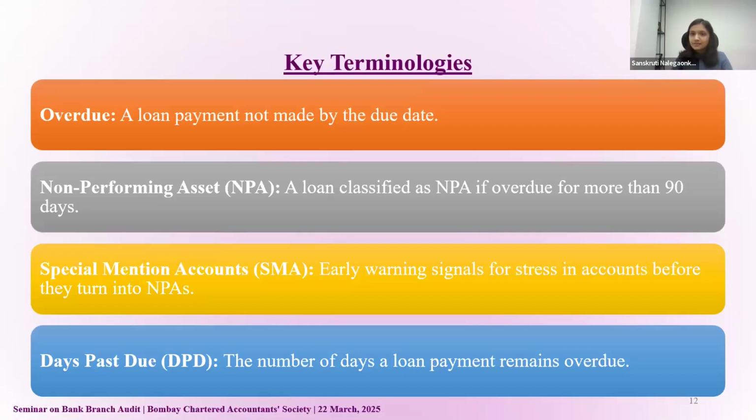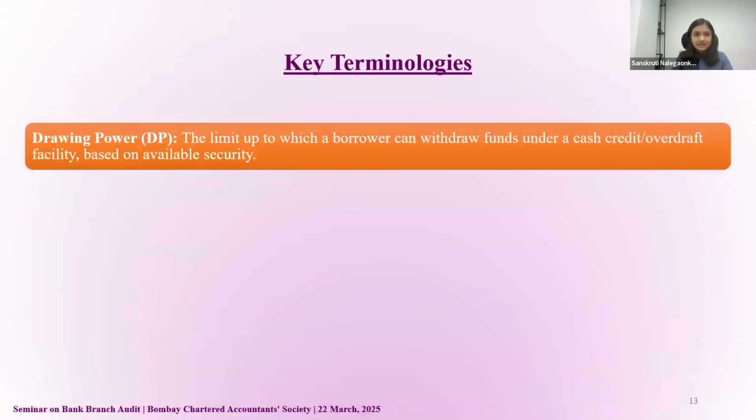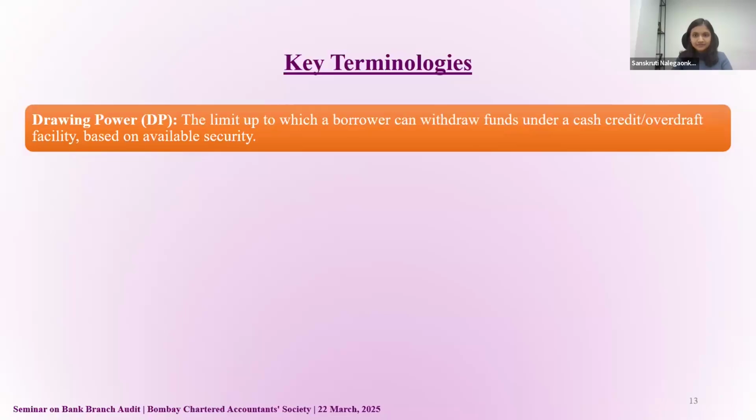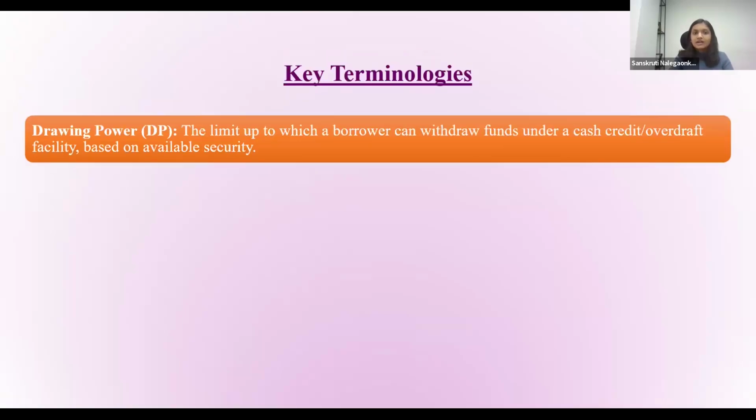Let's move to the next key terminologies. The next one is drawing power. Drawing power is the maximum amount that a borrower can withdraw from a cash credit or overdraft facility based on the value of available security. For example, if a business pledges inventory worth rupees 50 lakh and the bank applies a margin of 20%, the drawing power would be 40 lakh. This ensures that the borrower cannot exceed the eligible limit.